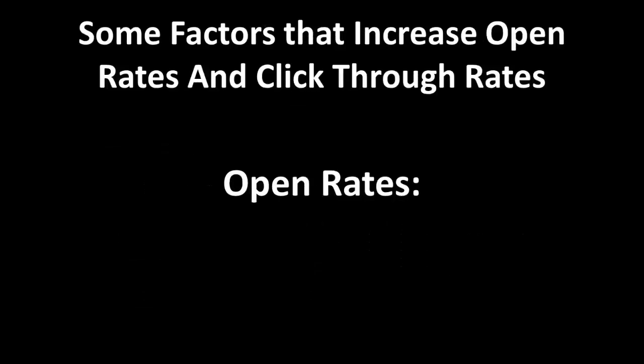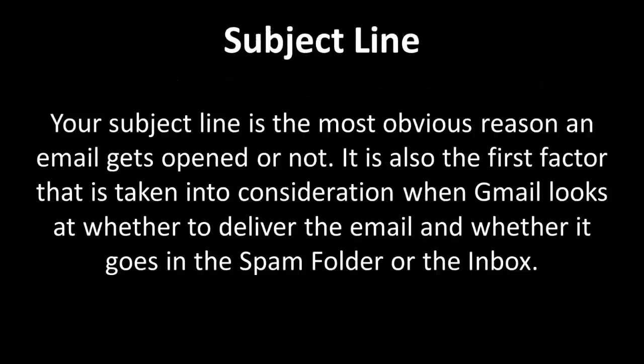Okay, so some factors that increase open rates and click-through rates. Let's start with open rates. First of all, subject line. I mean, clearly, subject line is probably the most important one. This is the obvious reason that emails get opened or not. It's also the first factor that is taken into consideration when Gmail looks at whether to deliver the email and whether it goes in the spam folder or the inbox.